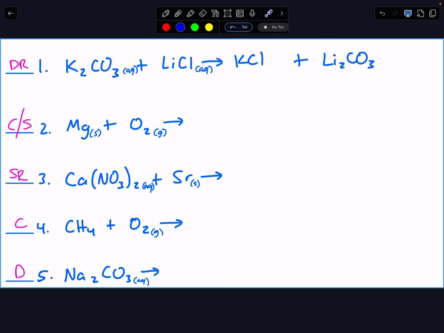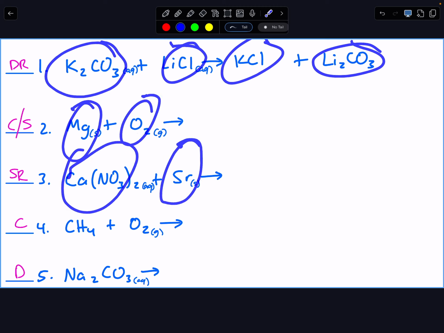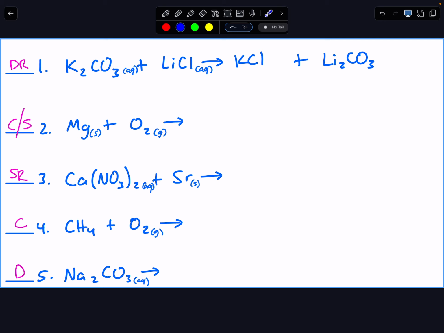What makes it a compound? What makes something a compound? When you have more than one element in the formula. What is this? Compound, because there's more than one element. Element. Compound, more than one element.